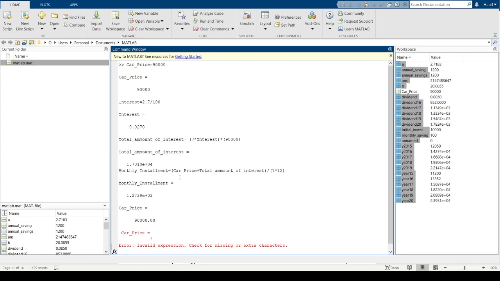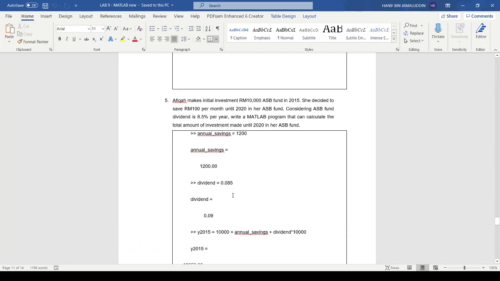And for the monthly installment, we do the calculation: car price plus total amount of interest, and the answer of this addition we divide by 7 times 12. So the rough value of monthly installment is 1,127. Okay, for question number 5.